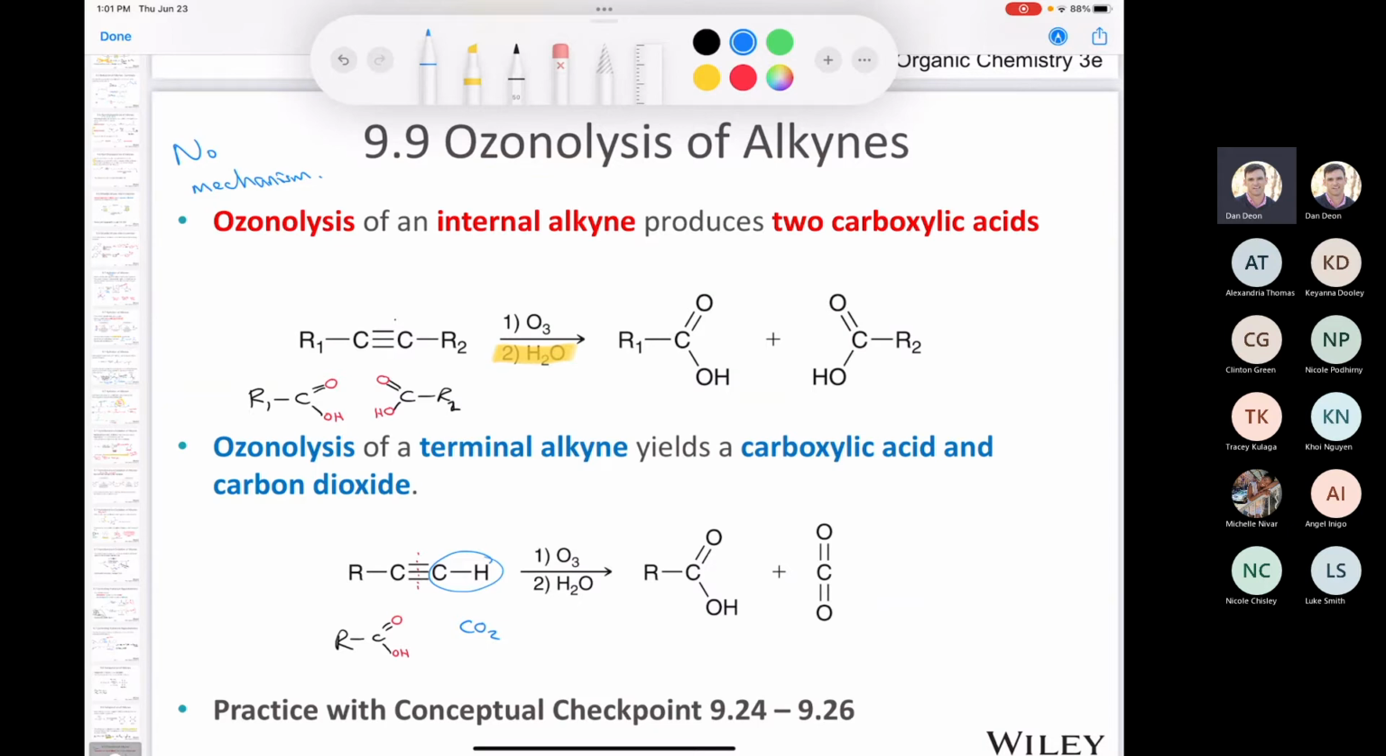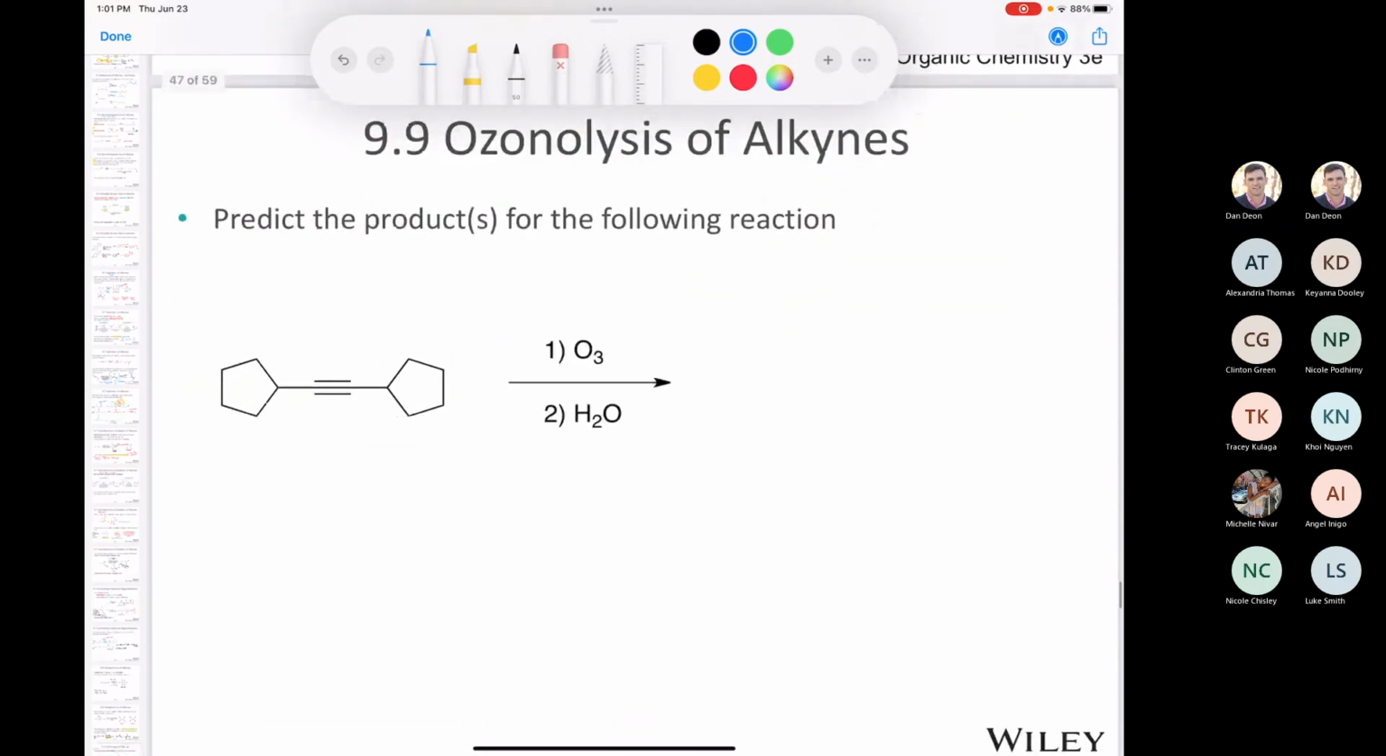Let's see if we can do a couple of practice problems before we take a break. Predict the products that you get from this reaction. So this is ozonolysis of an alkyne. What we're going to do is break this bond. It's an internal alkyne, so we're not going to get any CO2.